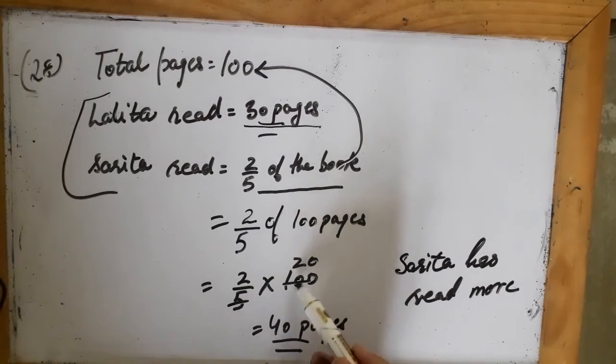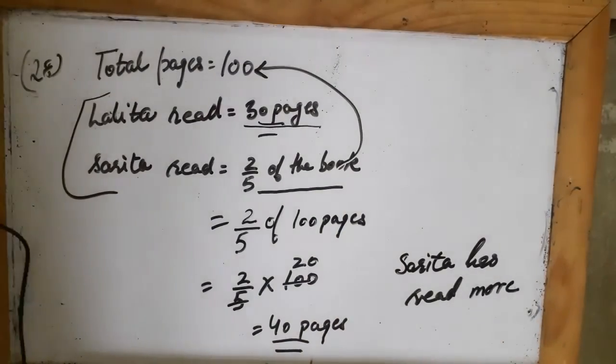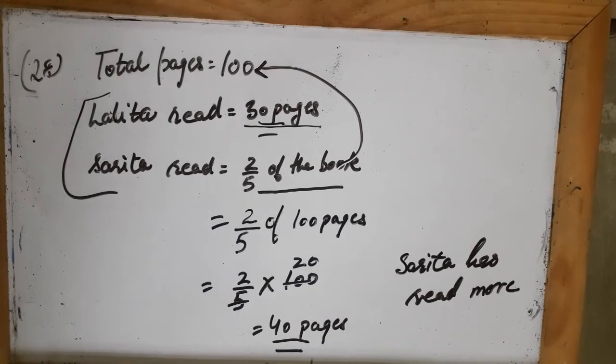So these both you cancel. 5 20s are 100, and 20 multiplied by 2 is 40. So this is how we get the answer.